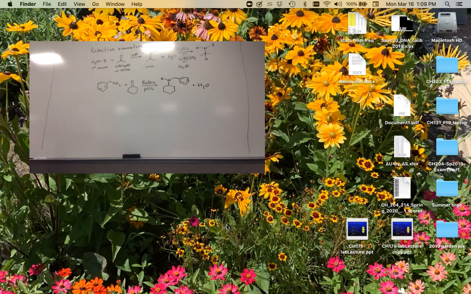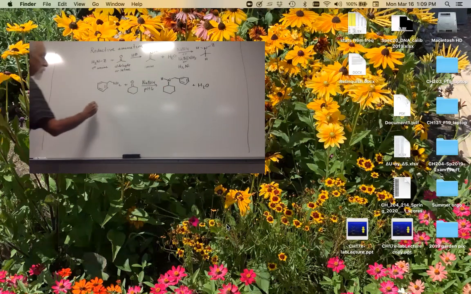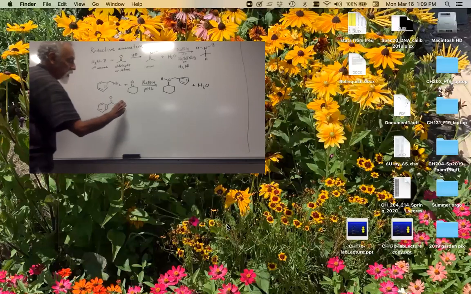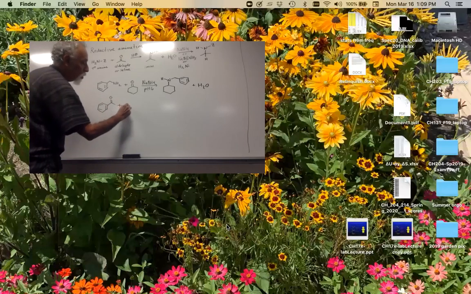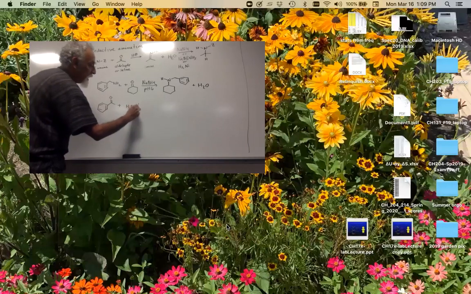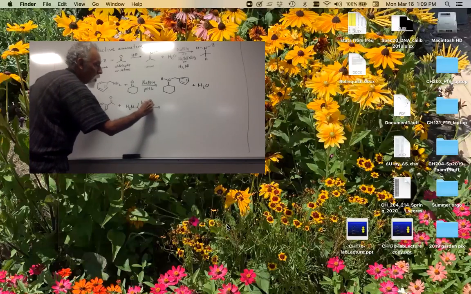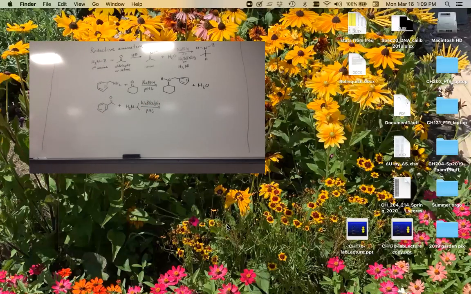Let's try another one. What about acetophenone plus isopropylamine? Maybe this time we would use sodium cyanoborohydride and acidic conditions. And so what would the structure of the product here be? So you try it out on your own, and then we will divulge the answer.